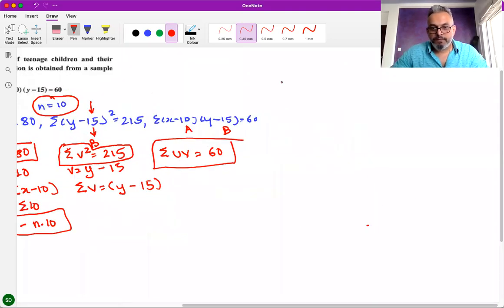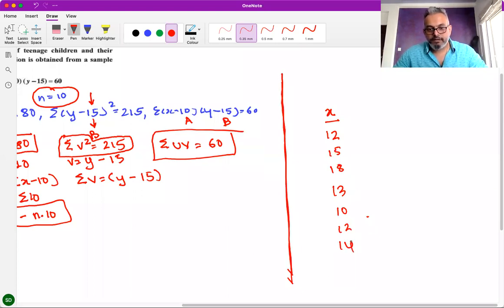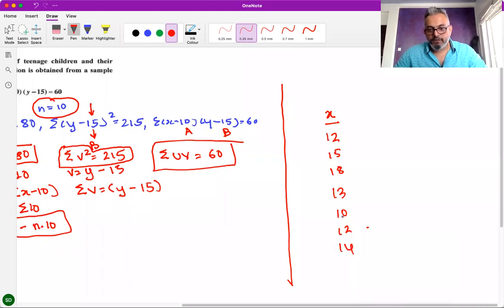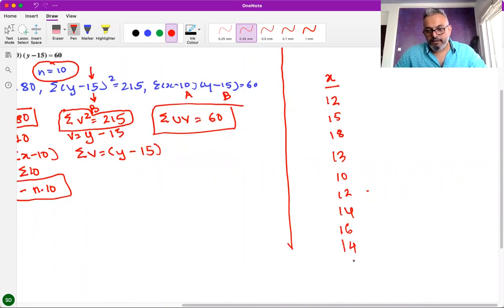See, say for example, x is 12, 15, 18, 13, 10, 12, 14, 1, 2, 3, 4, 5, 6, 7, 16, 14. So these are 10 observations.